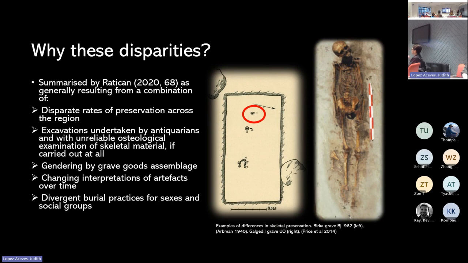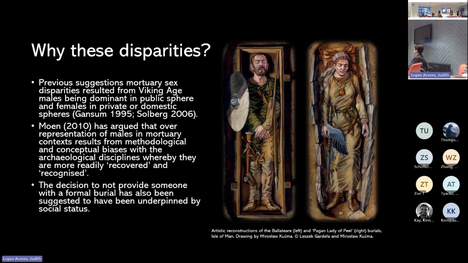I just want to point out here, there's two examples of differences in preservation status. So this is a lovely pen and ink drawing of a burial from Birka, in which only the teeth were preserved. You can see there in the red circle. This one from Gokstad, you can see, is in absolutely nigh on perfect condition of preservation. Again, more on this.